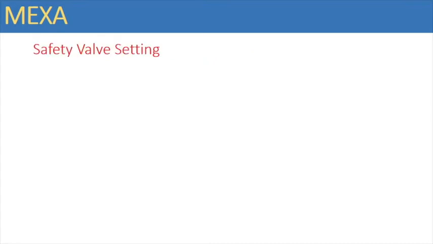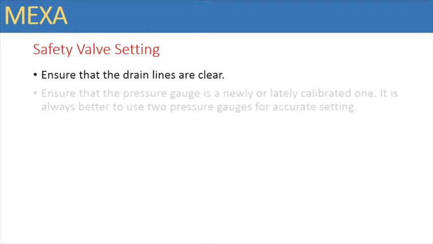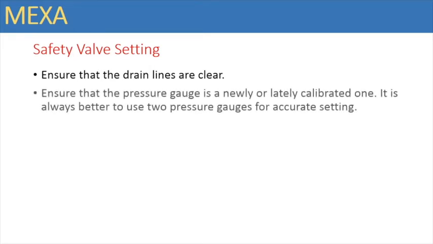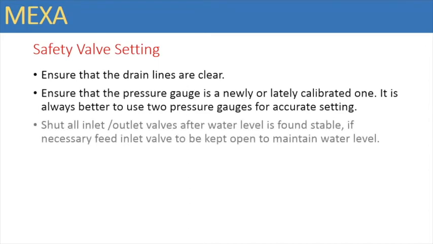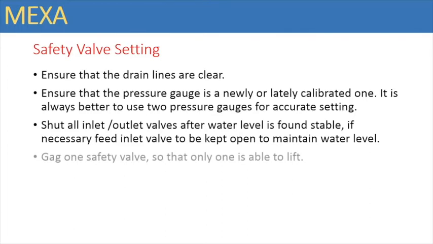Next comes the procedure for setting a safety valve. Ensure that the drain lines are clear. Ensure that the pressure gauge is new or a lately calibrated one. It is always better to use 2 pressure gauges for accurate setting. Shut all inlet-outlet valves after water level is found stable. If necessary, the feed inlet valve needs to be kept open to maintain the water level.